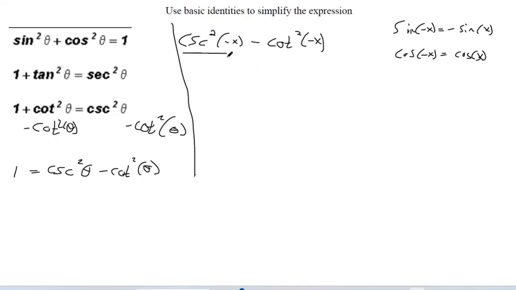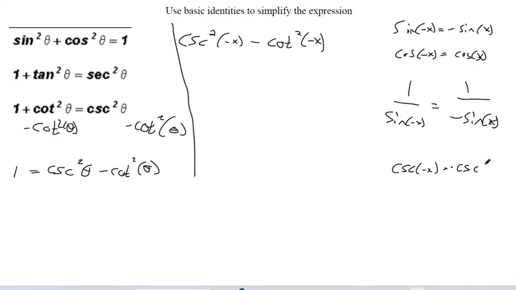Cosecant is 1 over sine, right? So that means if you were to plug in a negative value for cosecant, you'd also get negative cosecant of x, because they're just reciprocals. 1 over sine of negative x, which is cosecant of x, is equal to 1 over negative sine of x. So in other words, cosecant of negative x equals negative cosecant of x.